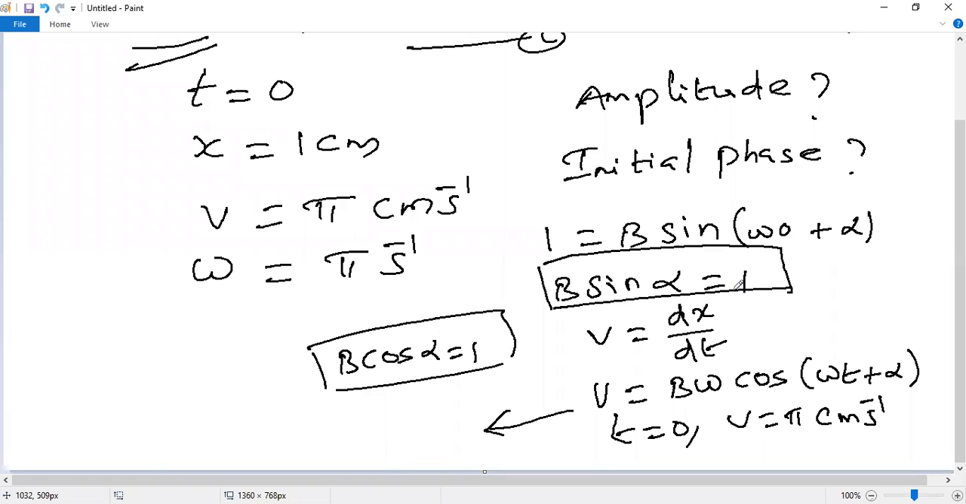We can square both equations, b square cos square alpha and b square sin square alpha, and add.